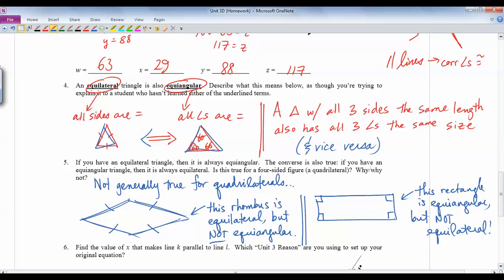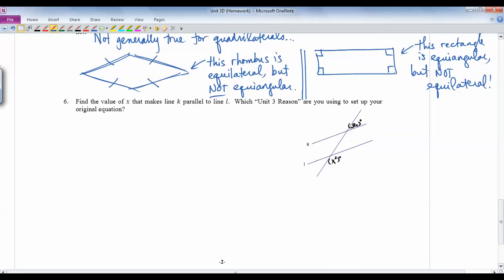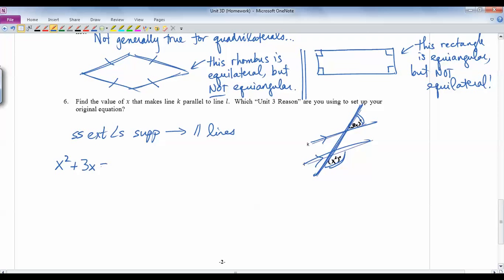Okay. And then we got one more problem down here. Find the value of x that makes k parallel to L. Okay, well the angles that are here, they're on the same side of the transversal, and they're on the outer part, so they're exterior angles. And we know that same side exterior angles that are supplementary give us parallel lines. So in order to make k and L parallel, we want x squared and 3x to be supplementary. So x squared plus 3x is going to be 180.